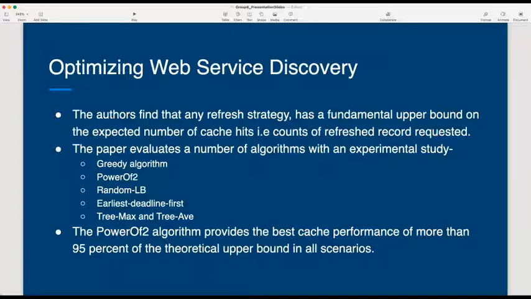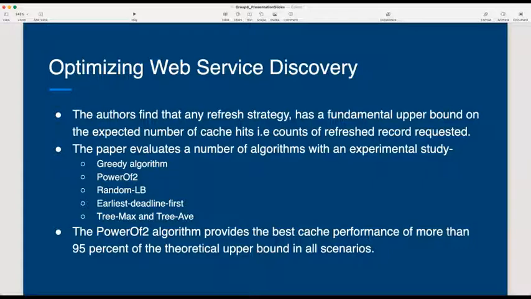The paper evaluates a number of algorithms with an experimental study. They are as follows: greedy algorithm, power of 2, random LB, past penalty, earliest deadline first, tree max, and tree av. The authors evaluate the performance of these cache algorithms by using randomly generated problem instances which represent a broad range of different situations. Power of 2, EDF and past penalty performed well in these experiments.